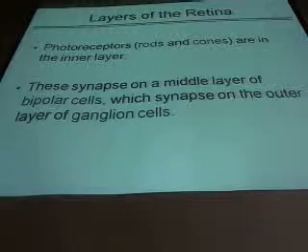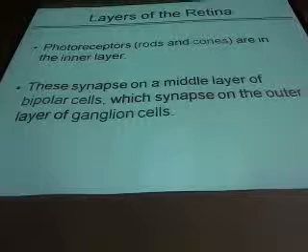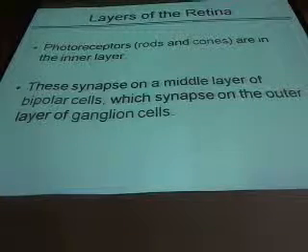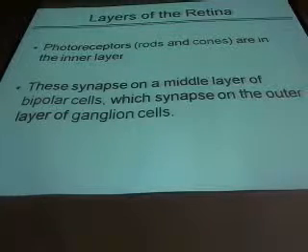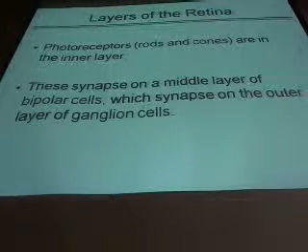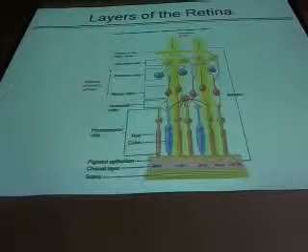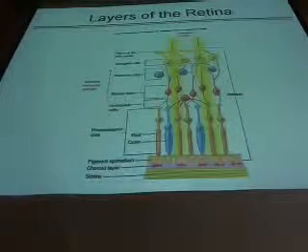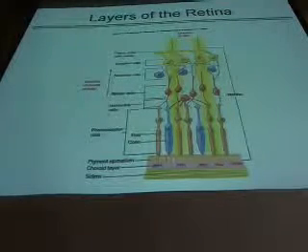The photoreceptors, the rods and cones, are on the inner layer. They synapse with a middle layer of bipolar cells. A bipolar, remember, is a neuron that has more than one dendrite. It branches out, which synapse on the outer layer, the ganglion. So this is the direction of light, coming down this way.